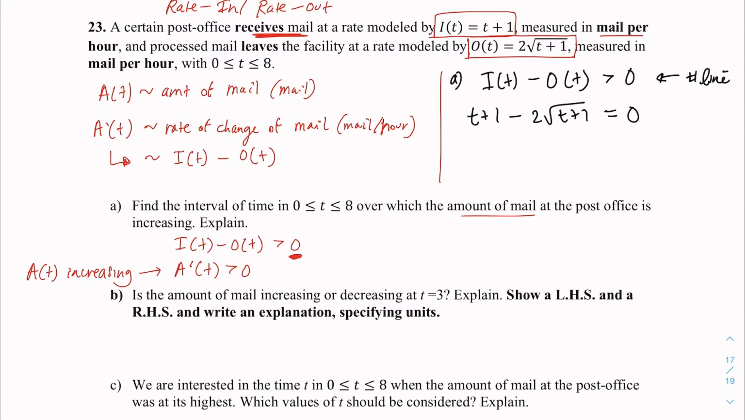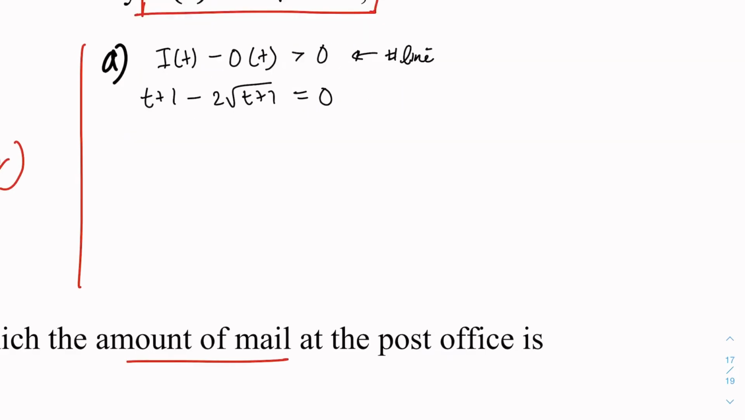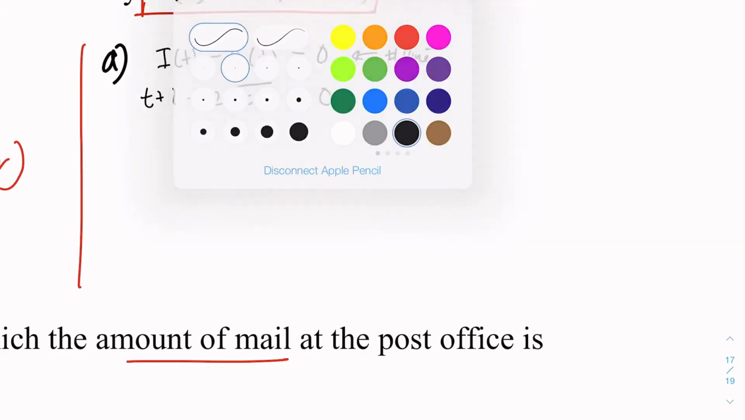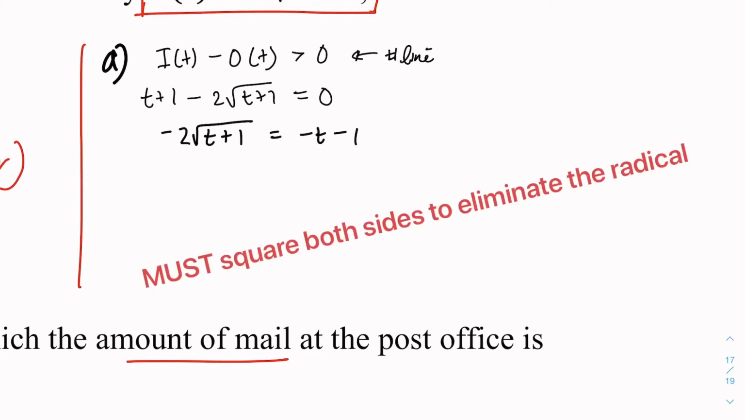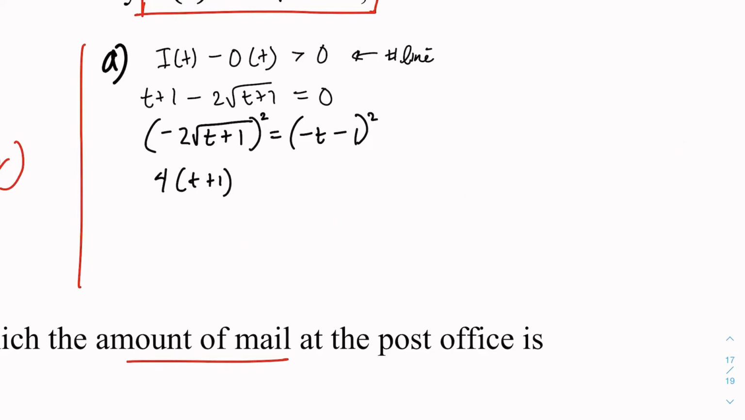So to solve this and find the roots, I am going to keep my radical on the left and then move these guys to the right side. So that's the algebra that we'll do. So I have negative 2 root t plus 1 equals negative t minus 1. Now I can square both sides. On the left, negative 2 squared becomes 4, and root t plus 1 squared becomes just t plus 1.